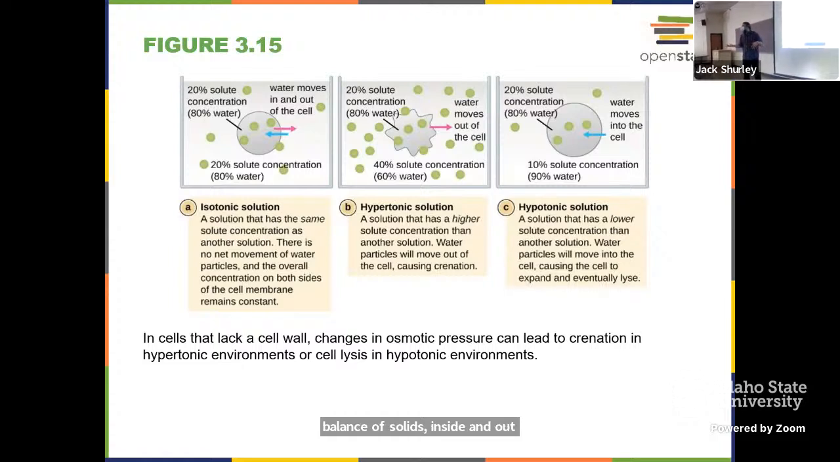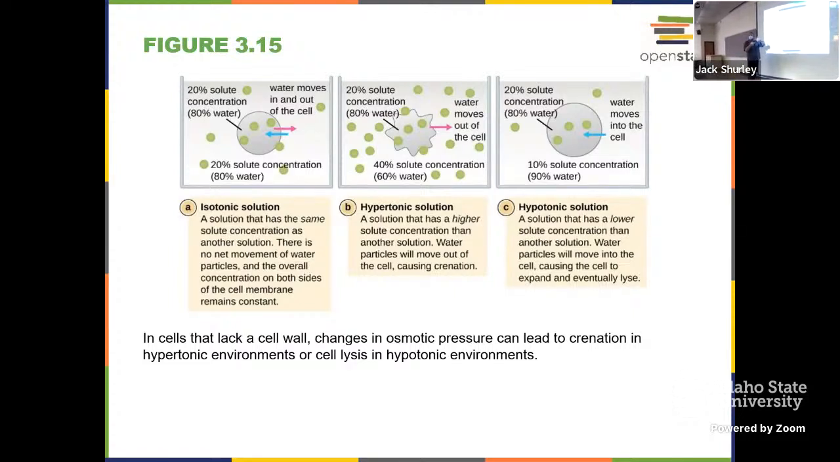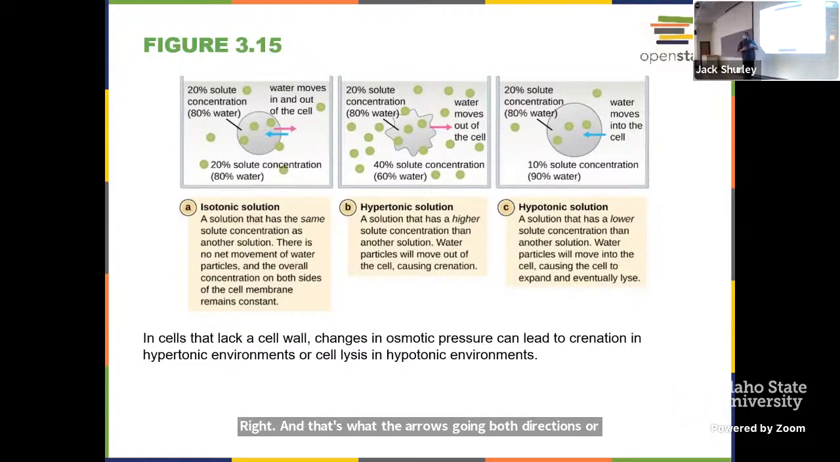It doesn't have to be the same stuff, but they're balanced. And so the net movement of water is zero. It moves a little bit, but there's no real directional movement, all right? And that's what the arrows going in both directions are implying. Yes, water's moving, but it's not moving one way or the other. It's just hanging out, all right?